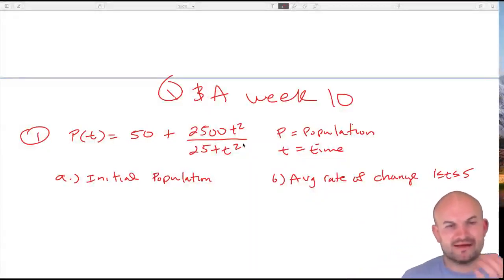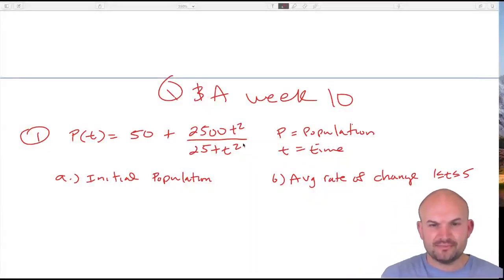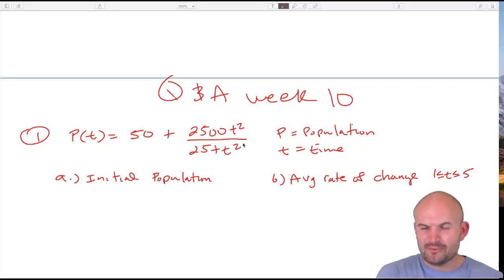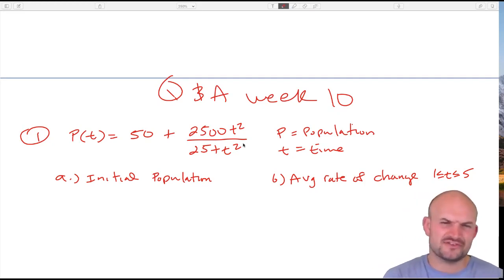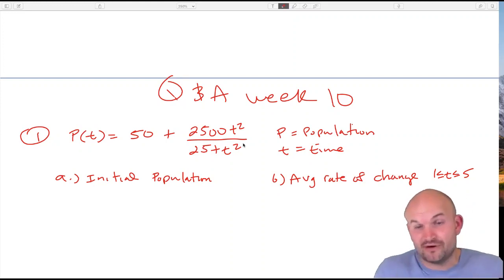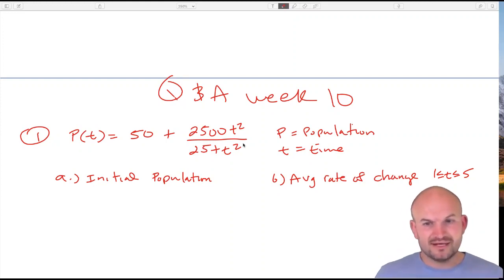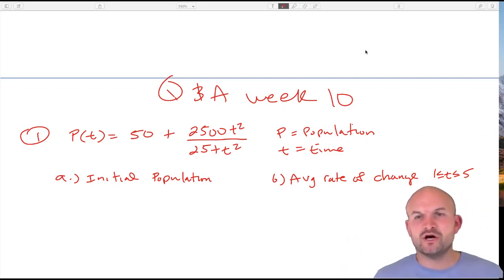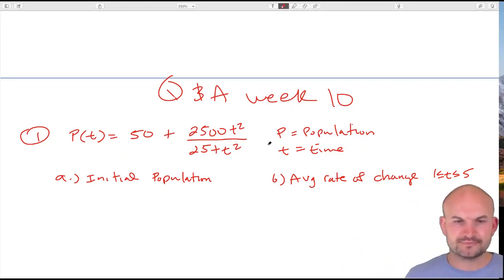So we have this function, p of t equals 50 plus 2500 t squared divided by 25 plus t squared, where p represents the population, t represents time. I think the word problem was talking about the population of frogs on a conservation, but you don't really need to know. That's why I don't like doing word problems, because we just need to extract what we need, which is basically the equation, and we need to know how our variables are defined.